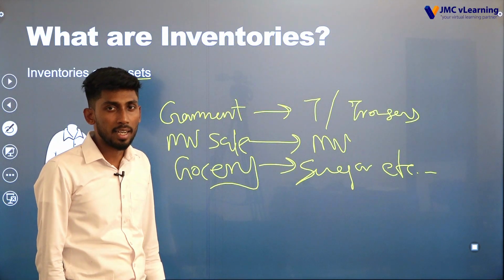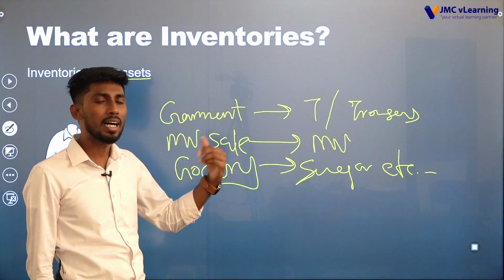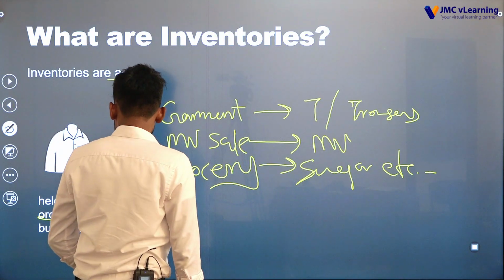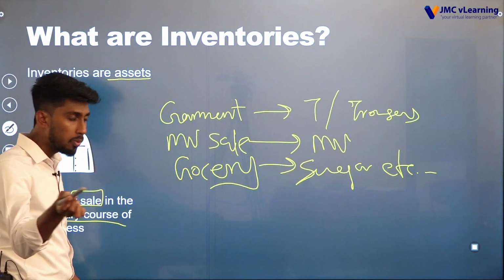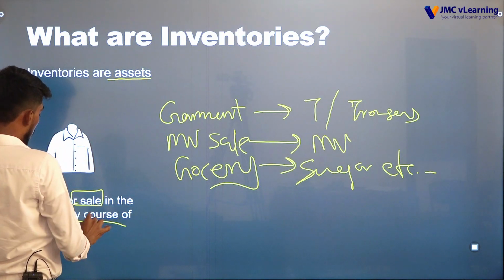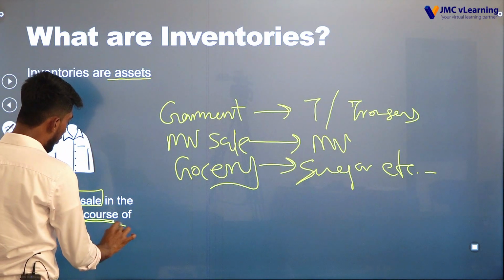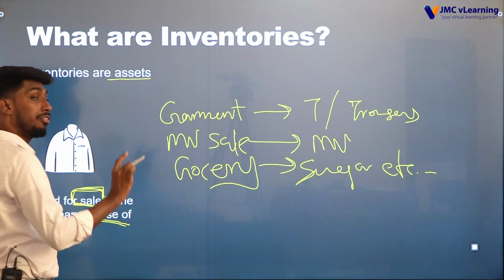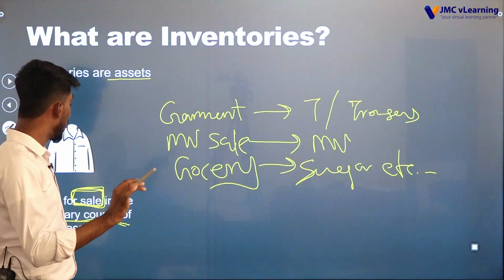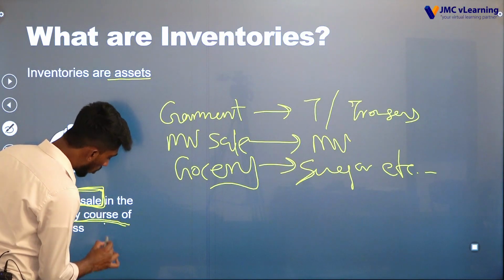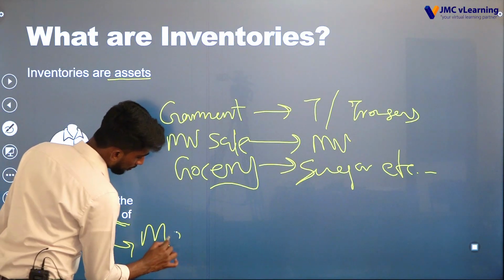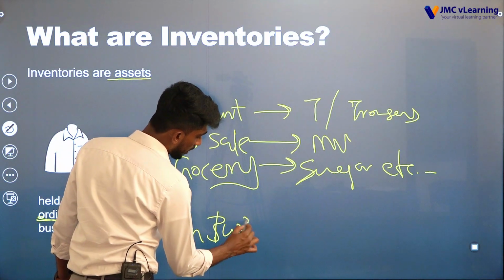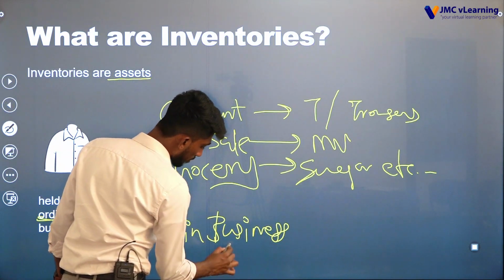I guess now you have a good understanding of this. So my dear students, an asset will become an inventory only if it is held for sale in the ordinary course of business. Here the ordinary course of business means the organization's main business activity.